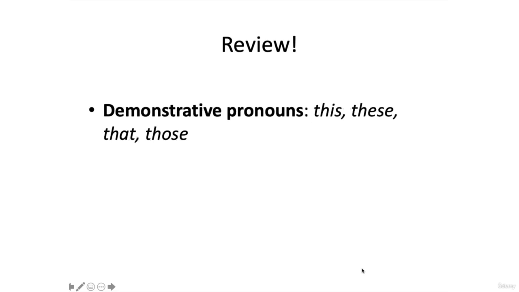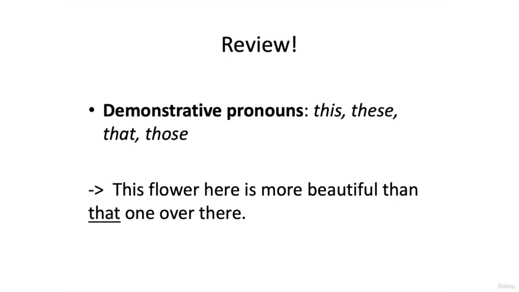A demonstrative pronoun refers to a specific thing to indicate whether it is close or far in space and or time. The demonstrative pronouns are this, these, that, those. For example, this flower here is more beautiful than that one over there.